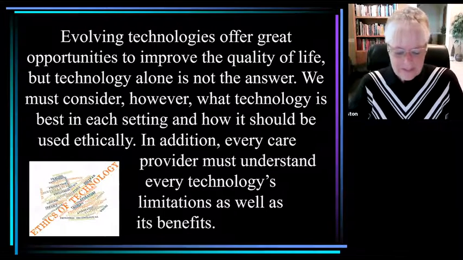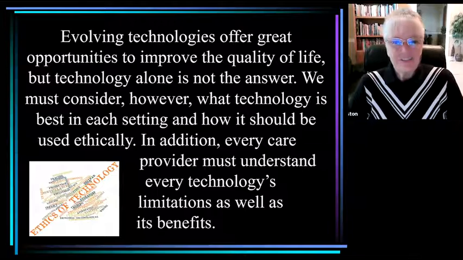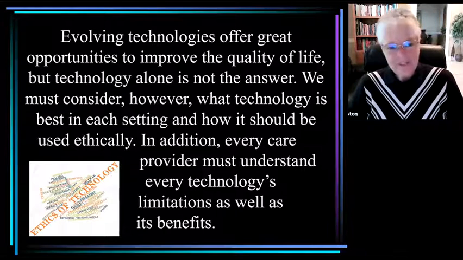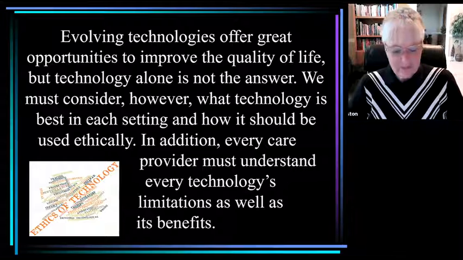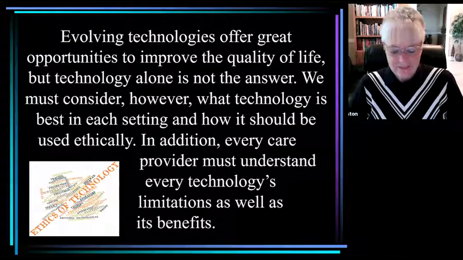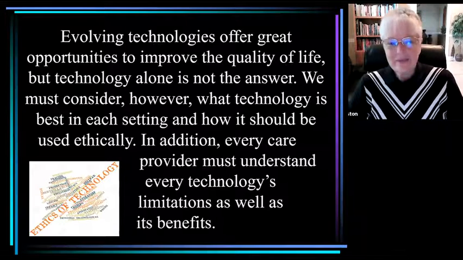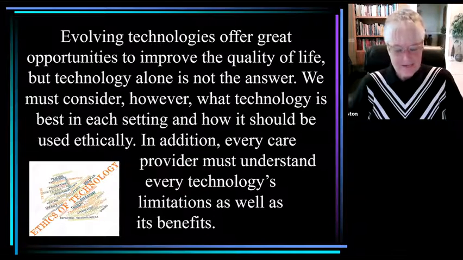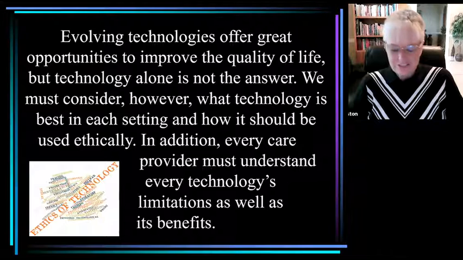So in closing, again, technology offers us tremendous opportunities, but we have to consider what technology is best in each setting. We have to know how it should be used ethically. Providers have to understand both the opportunities and the challenges that are involved. And we have to make sure that the human element continues to be at the forefront whenever technology choices are made. So I think the challenges are apparent, but I think too, so are the opportunities.